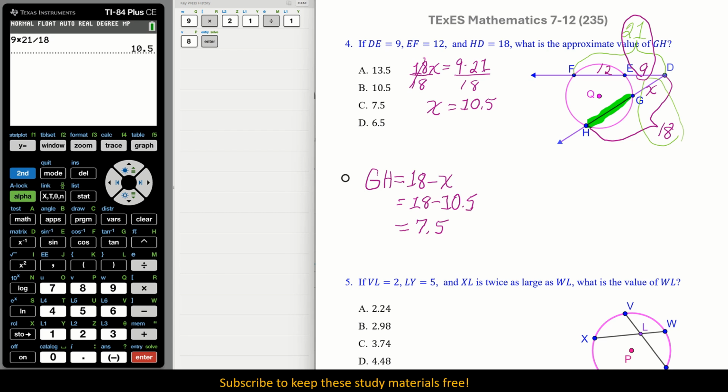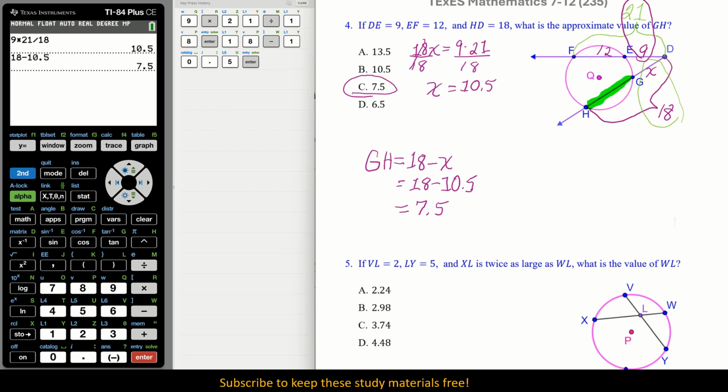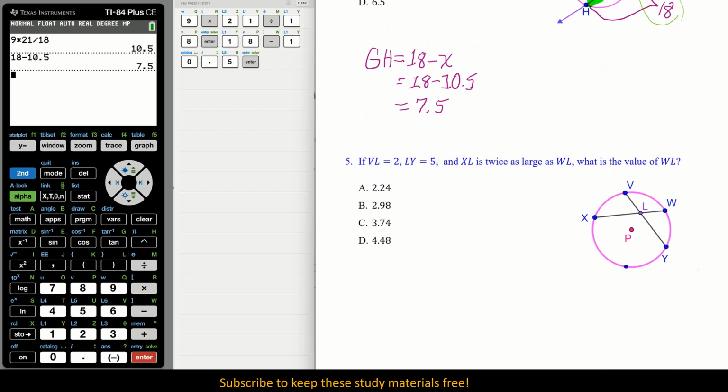When you're taking a test, don't trust your mental math. You get tired, you get frustrated, and you start worrying about the questions you had to skip or weren't sure about. So go ahead and put it in the calculator anyway: 18 minus 10.5. And we have verified. Option C is our answer. Now number 5.